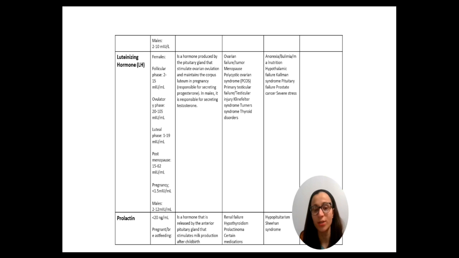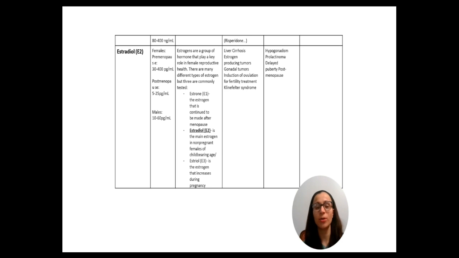Another hormone is prolactin. Prolactin is a hormone that is released by the anterior pituitary gland, and it stimulates milk production after childbirth. Some causes of it being elevated are renal failure, prolactinoma, hypothyroidism, certain medications, and some reasons why it could be really low are hypopituitarism and Sheehan syndrome.